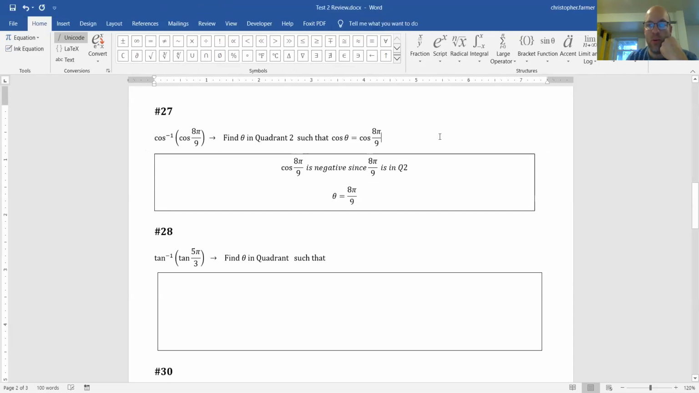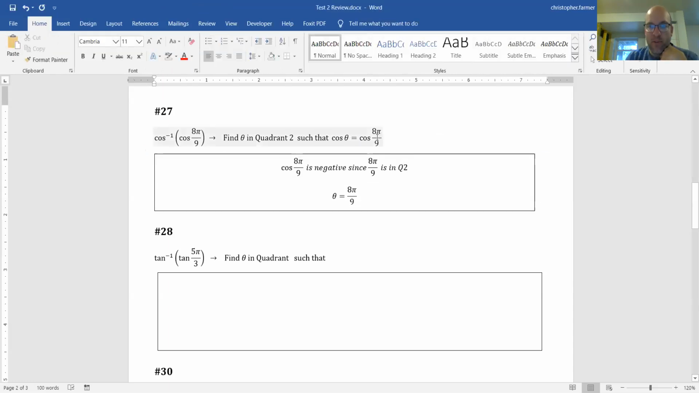Right? So just talking through it one last time, cosine of 8 pi over 9 is negative because 8 pi over 9 is in quadrant 2. That's how we knew that we needed our angle to be in quadrant 2, because the inverse cosine of a negative number is in quadrant 2. Then we say the inverse function gives us the angle theta such that cosine of theta is equal to whatever we're taking the inverse of. And so we get this relationship.